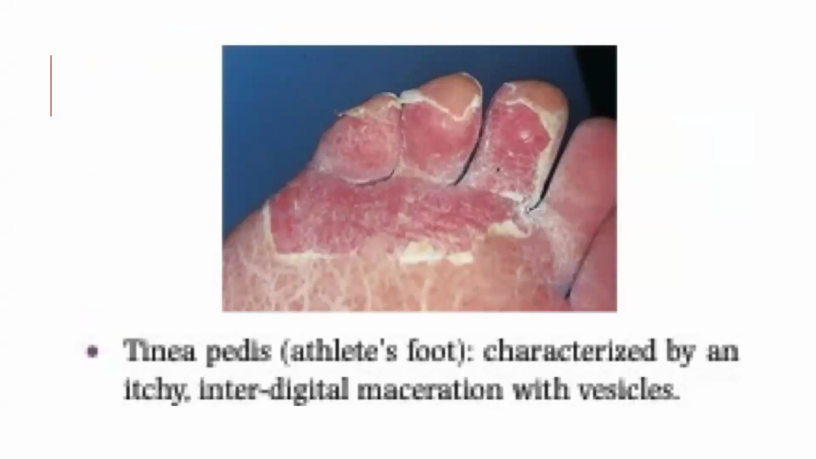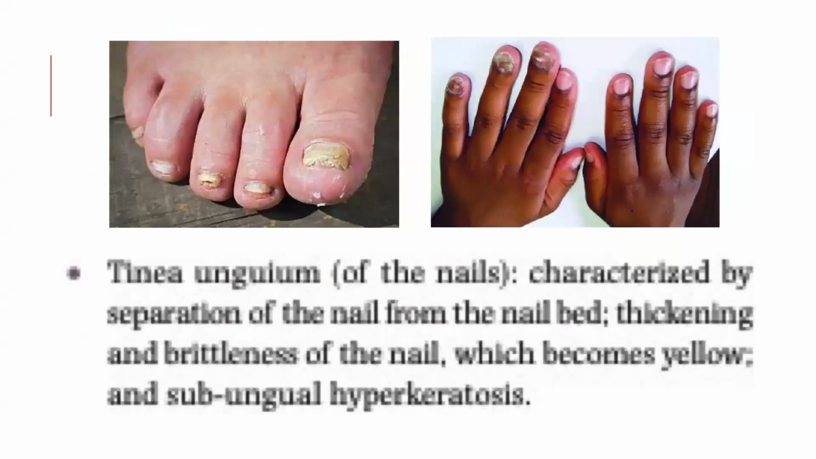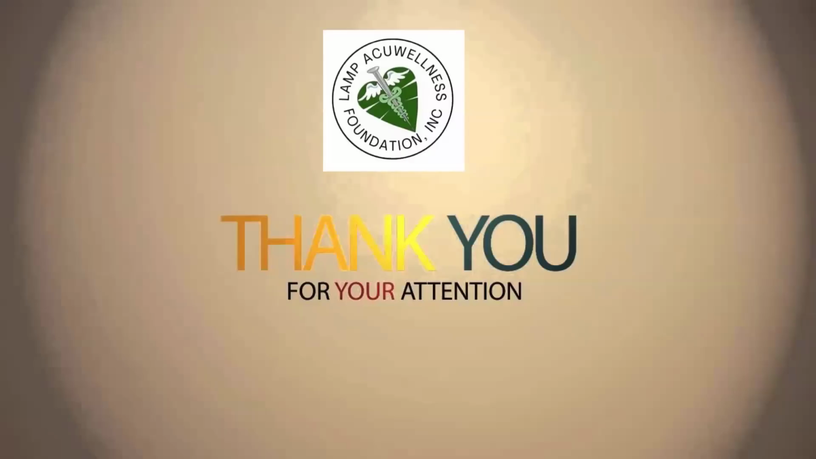Tinea pedis, athlete's foot, characterized by an itchy interdigital maceration with vesicles. And the last is tinea unguium of the nails, characterized by separation of the nail from the nail bed, thickening and brittleness of the nail, which becomes yellow, and subungual hyperkeratosis. Thank you for your attention.